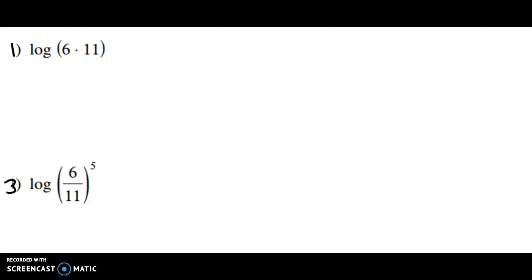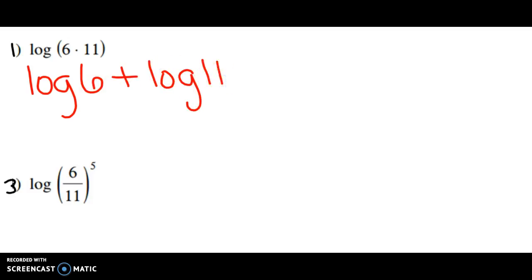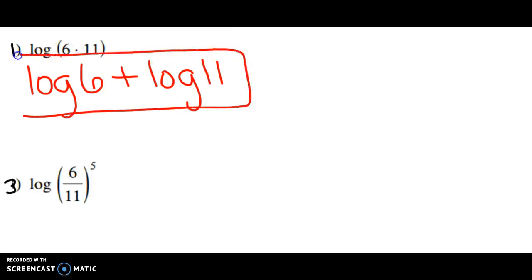Now, the first one is easy, right? It's the log of 6 plus the log of 11. Remember, when you're multiplying, you're just adding the logarithms together. And you don't have to go and evaluate it. You can leave it just like that because it just needs to be written in expanded form. All right, now let's go find this next one. This one is a little harder. Number 3 is a little harder.